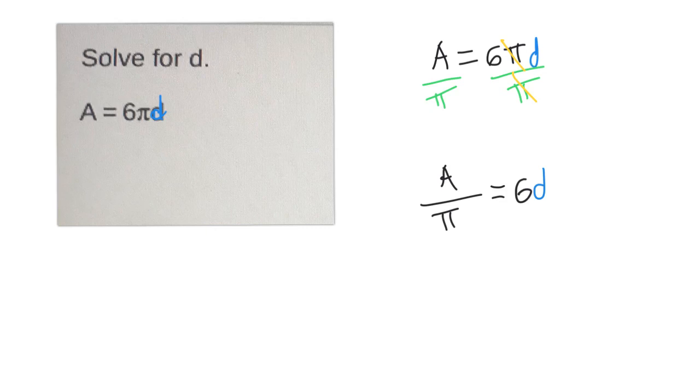Okay, now, we still want to get the blue D by itself, right? We're trying to get this blue D by itself. How are we going to do that? We have to get rid of the 6 somehow. The question is, what is the 6 doing to the D?